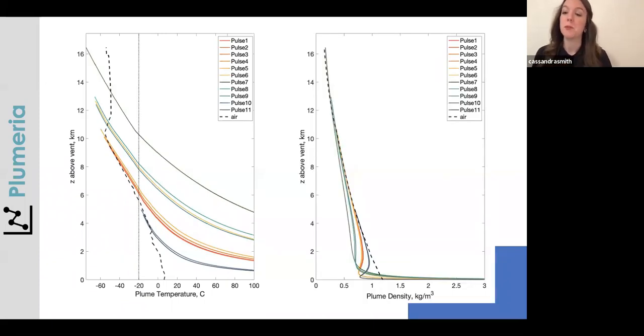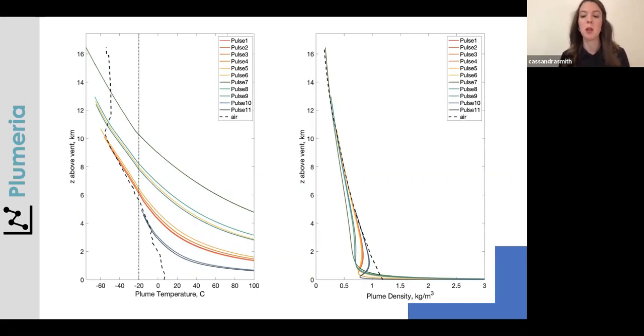Moving on to the plume density output. Again, this black dashed line is the air density. Using this data and where the plumes are crossing back and forth over air density, we can determine the altitudes of different components of the volcanic plume. So where is the jet? Where is the level of neutral buoyancy? Where is the umbrella cloud forming?